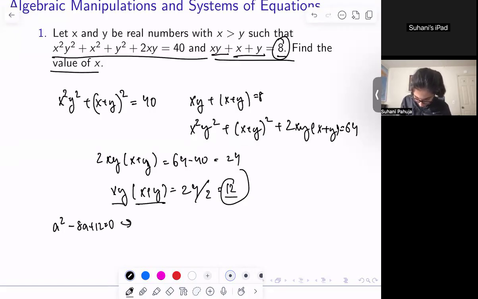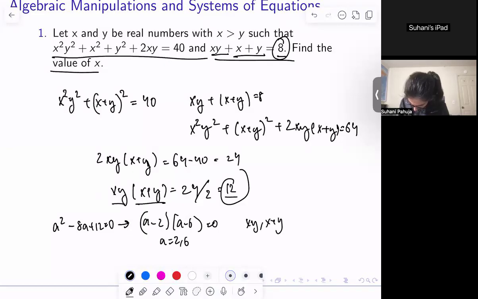We can just factor this to find the roots more easily, and we get (a minus 2) times (a minus 6) is equal to 0. So then a is equal to 2 and 6, which means that xy and x plus y are equal to 2 and 6 in some order.